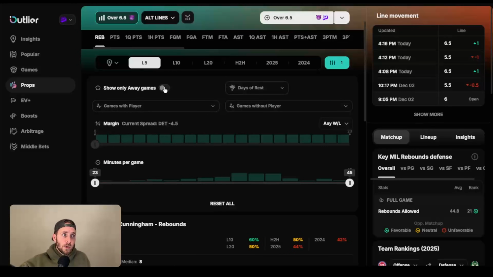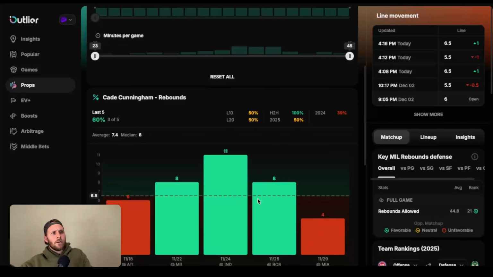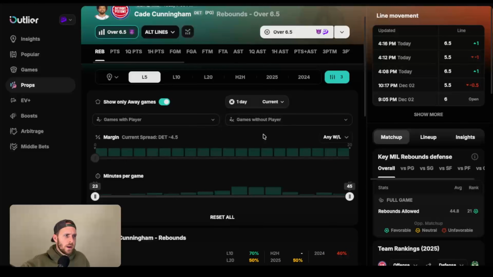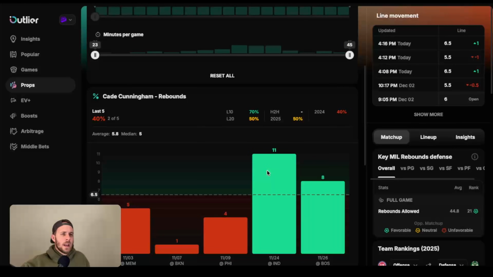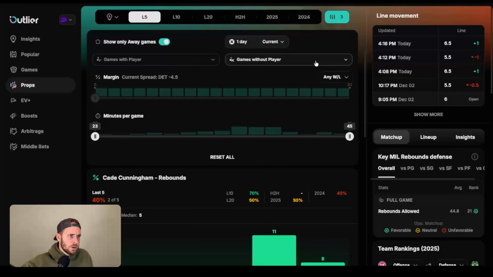So maybe we want to look at how does he actually perform in away games. Well, we were at 4 out of 5. Now we're at 3 out of 5. Okay, what about days of rest? He's currently coming off of a 1-day rest. Now we're instantly at 2 out of 5. We were at 4 out of 5, went to 3 out of 5. Now we're down to 2 out of 5.